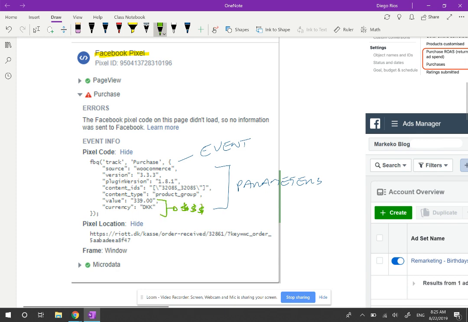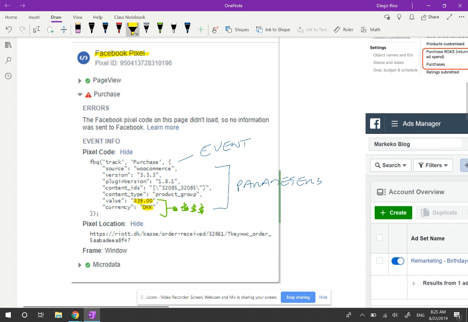And this is how Facebook knows how much they're selling through your ads, right? So if I'm spending $1 and I'm selling 339 dollars, in this case DKK, then this is how much money you're making, and this is how Facebook knows. And this is something that you should definitely know as well, because you'll get questions in the exam regarding return on ad spend and how to measure it, right?